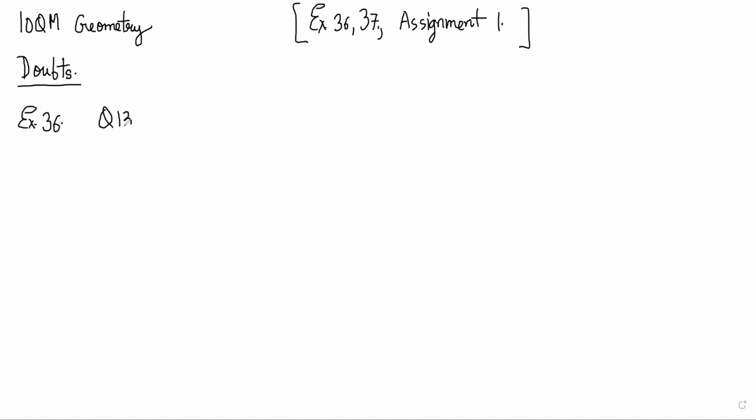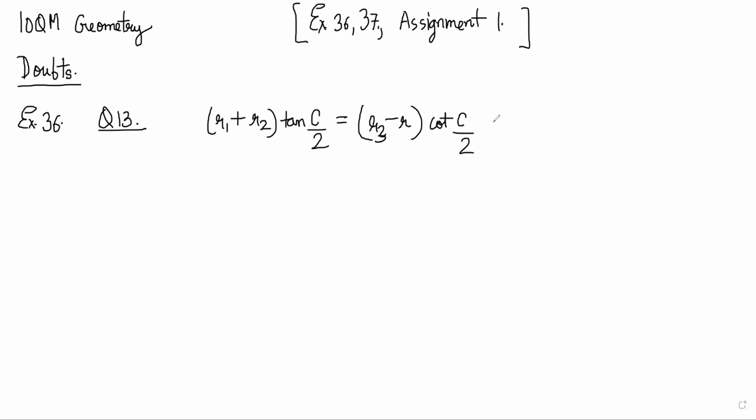Exercise 36, question 13 is: (R1 + R2) tan C/2 = R3 - R. So I think it's R3 - R, right? It is R3 - R is equal to small c. This is what you have to prove, right? Yes, sir.